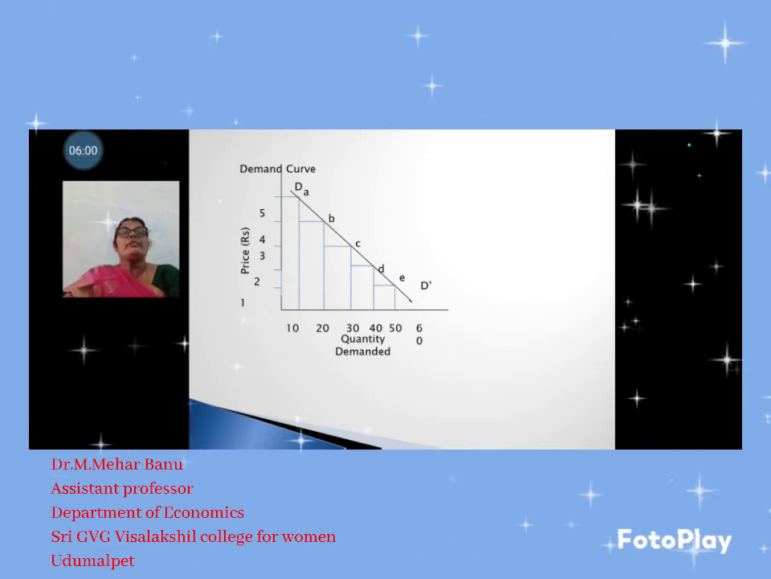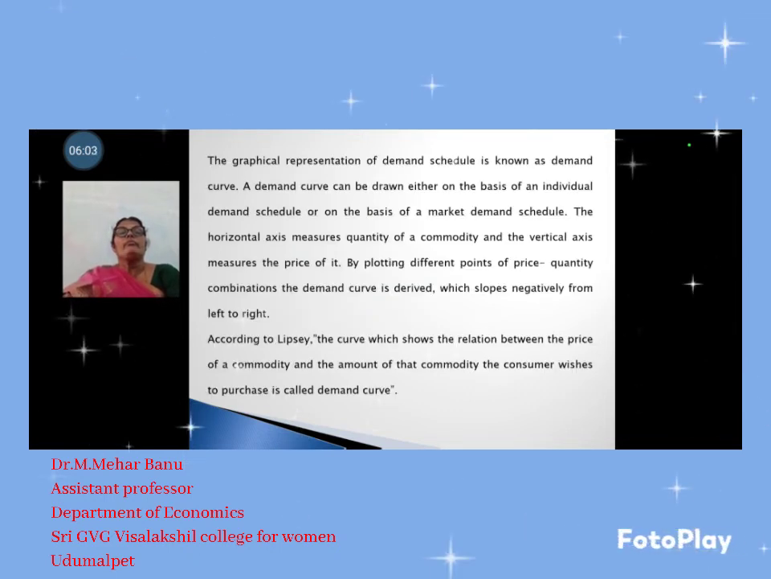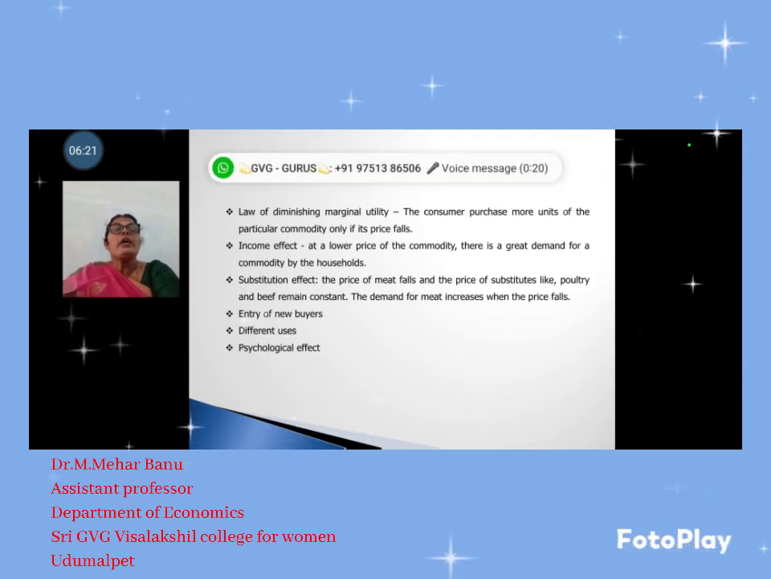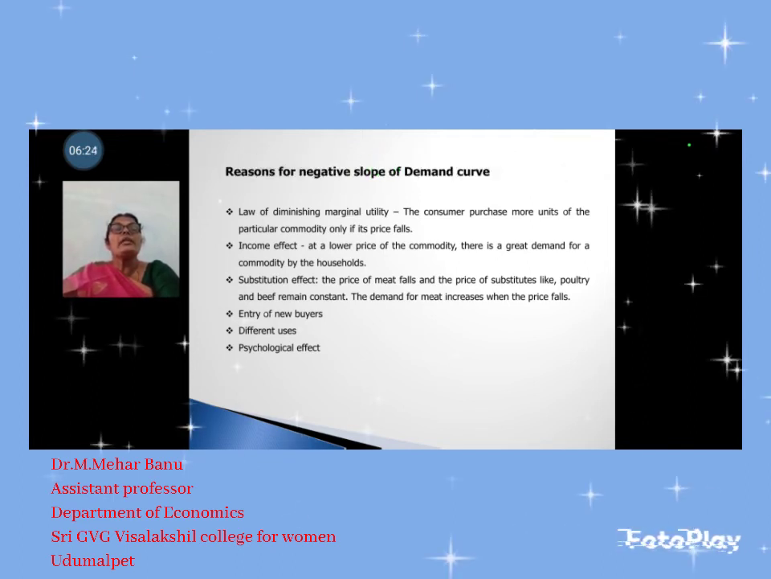Yes, I already said what the demand curve is. Next we are going to see the reasons for the negative slope of the demand curve. The shape of the demand curve always has a negative slope. What are the factors that indicate the negative slope of the demand curve? First one is the law of diminishing marginal utility. The demand law operates by assuming the law of diminishing marginal utility. The consumer purchases more units of the particular commodity only if its price falls.